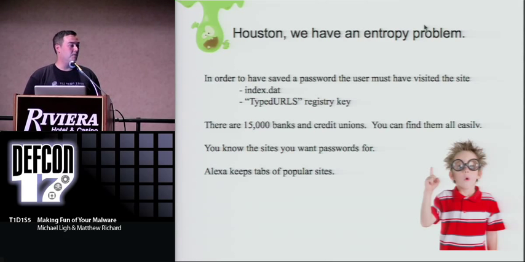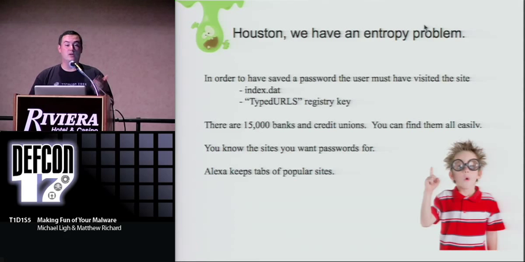Another easy way to find them: if you're talking about US victims, there's only 15,000 banks and credit unions in the US. And each one of those only has a handful of login pages. So it's fairly trivial to go out, scrape them all, and gather a collection of those. Again, not really much protection. And of course, if you're a bad guy, you probably know a lot of the sites that you want passwords for, whether it's Facebook or MySpace or Twitter or whatever it happens to be, and you know the login page. So again, you can just pre-compute those. And then if you really get desperate, Alexa keeps tabs of popular sites, and you can just grab those. So it's really easy to decrypt these.